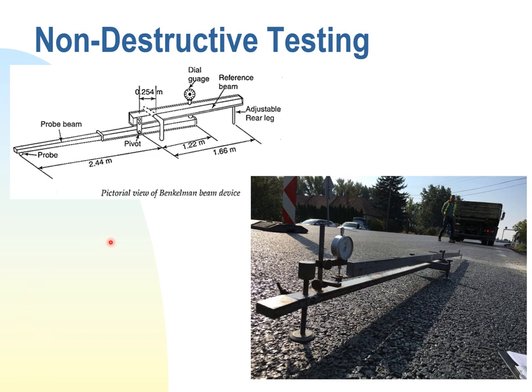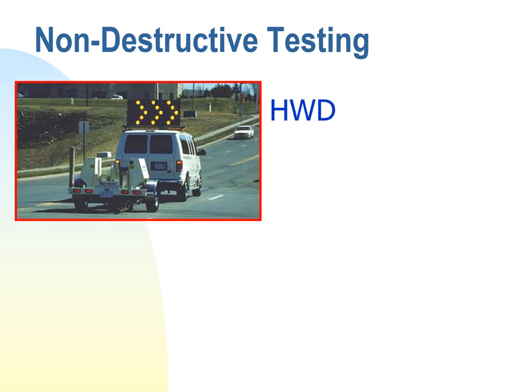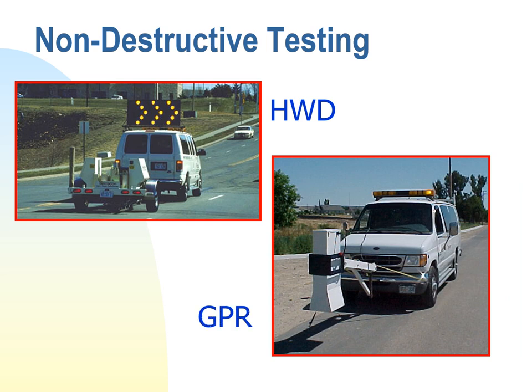So you can see here the pictorial view of the Benkelman beam device, and this is the actual Benkelman beam which is being used on the pavement. Okay, if you just look at the non-destructive testing, here you can see HWD. HWD stands for heavyweight deflectometer, and this one is GPR, and GPR stands for ground penetration radar.